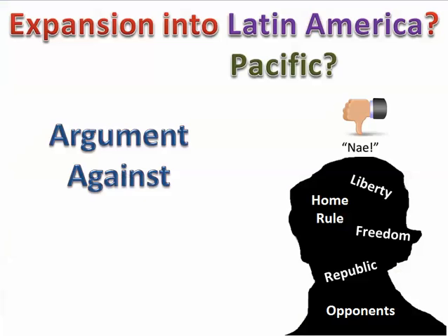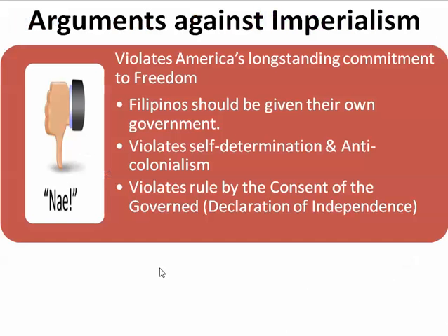And then there's the argument against those people who said we should not expand into the Pacific or Latin America. Their main argument was that if we did, it would violate what America stands for. It would violate the rule of consent of the governed that we had in our own Declaration of Independence. It would violate our self-determination and anti-colonialism. And Filipinos should be given their own government. Our commitment to freedom would be violated if we didn't.